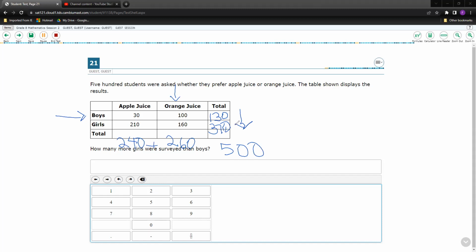So the question is, how many more girls were surveyed than boys? So where's my girls total? Across 370 girls versus 130 boys. So how many more were there? 240. Simple, no? 240 more girls than boys, because it's 370 versus 130.